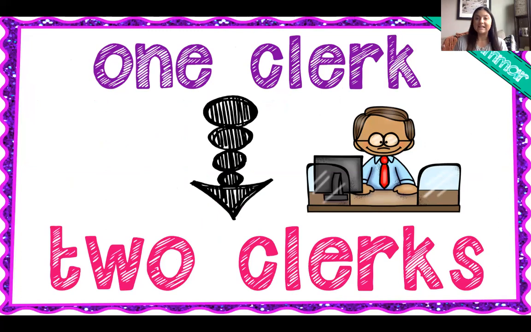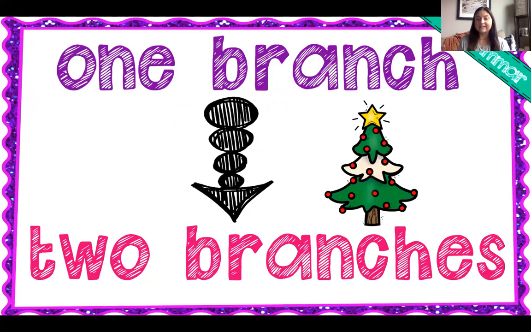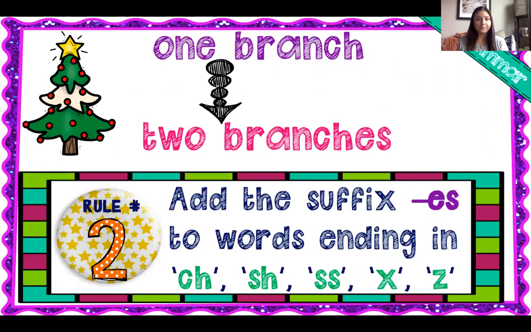For this one, because it ended in a consonant, all I do is add the letter S. Next one, oh yeah, perfect. So I'm adding the suffix S. Next one, branch, two branches. Okay, for this one, we know that if it ends in CH, I need to add ES. So if it ends in the letter X, SH, or CH, I have to add ES. All right, so one branch becomes two branches for words that end in CH, SH, X, SS, or Z.